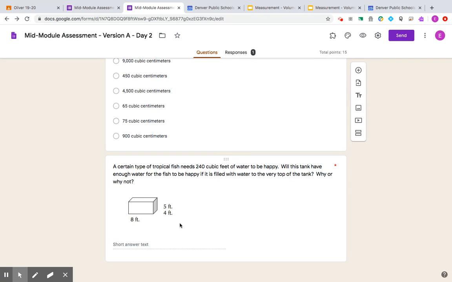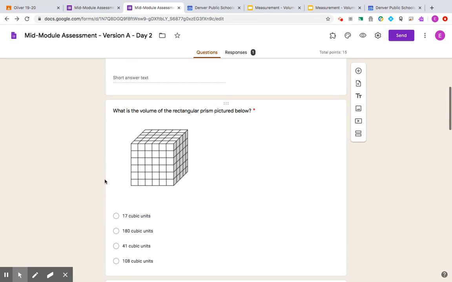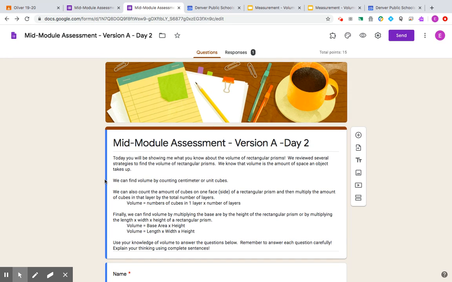And then finally, finish this, but answer in a complete sentence. Again, it's saying why or why not. You guys should be answering all these in complete sentences, making sure that you are clearly stating why or why not.